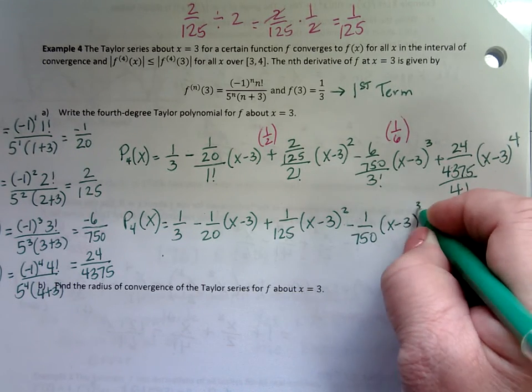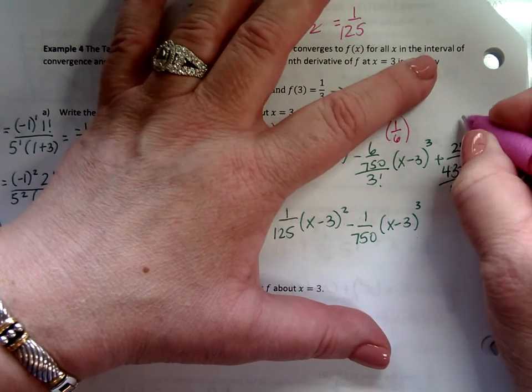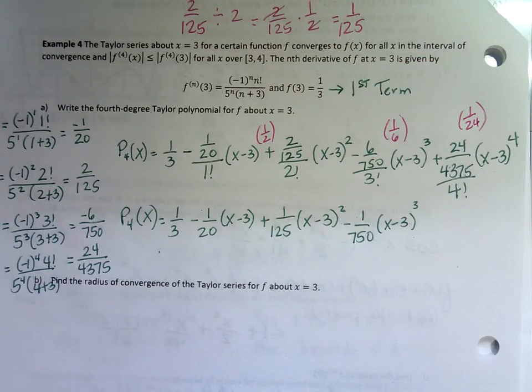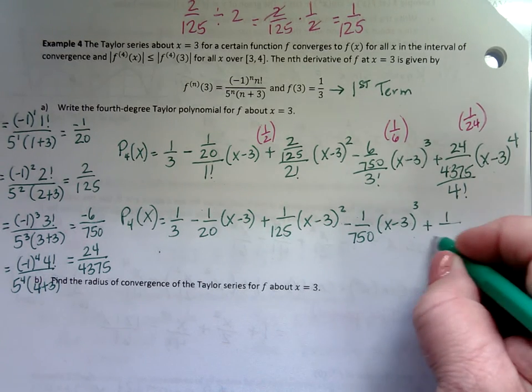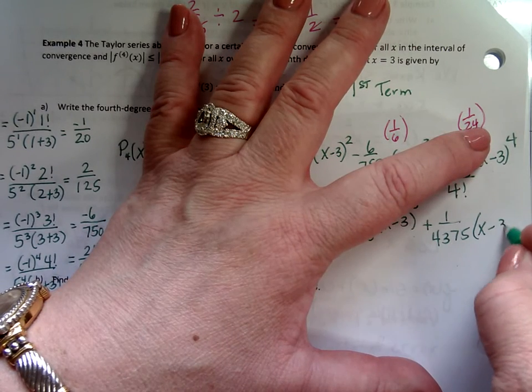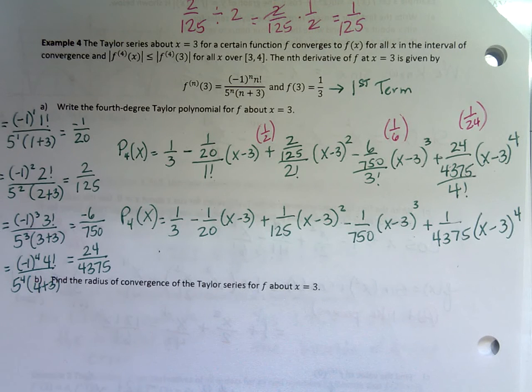If I have 4 factorial, guess what that is? It's 1/24, which then cancels with the 24 numerator, and I get 1 over 4375, and that would be x minus 3 to the 4th power. So it actually worked out relatively nicely in the midst. But a little bit of algebra going on in that thing.